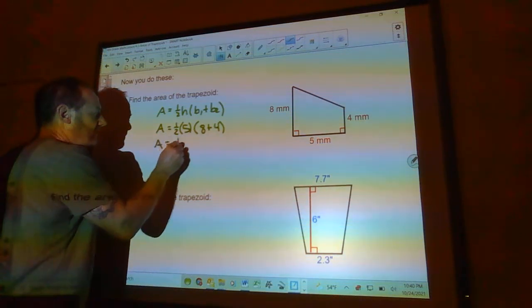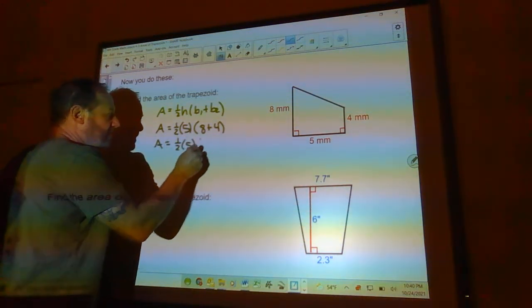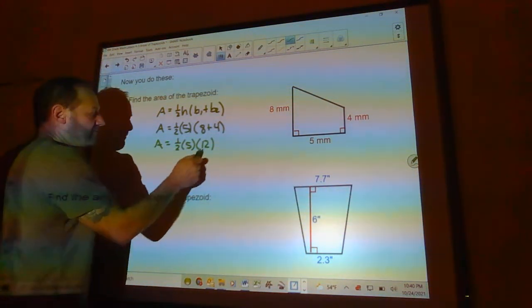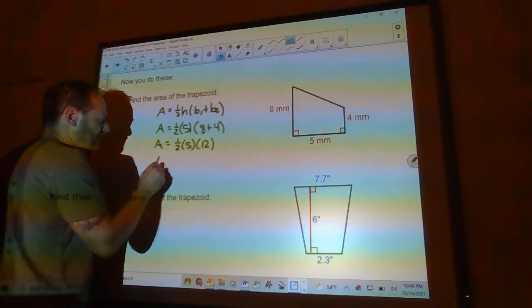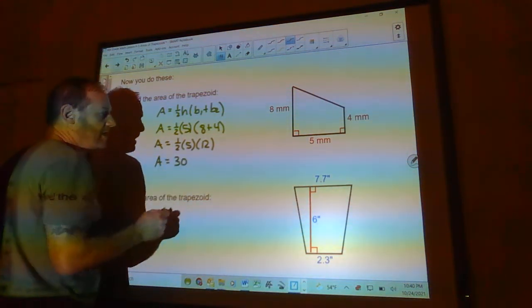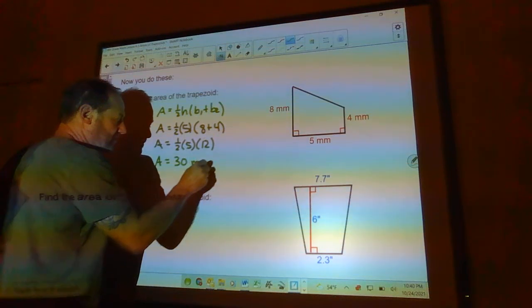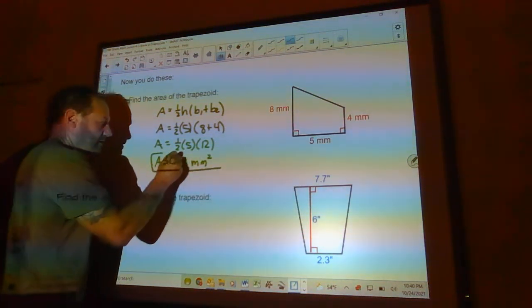And so the area is going to be 1/2 of 5 times 12. Half of 12 is 6, and 6 times 5 is 30. And my units are going to be millimeters squared.